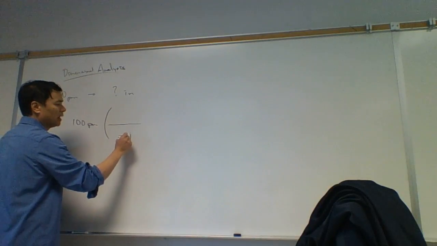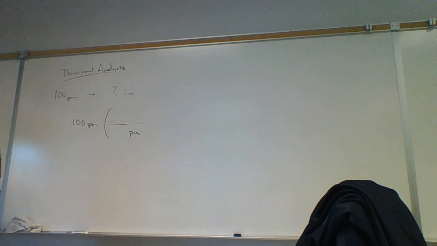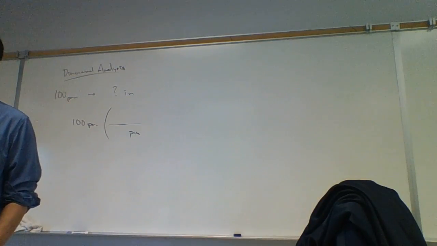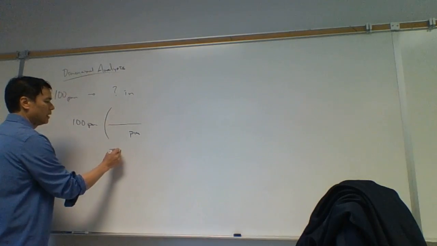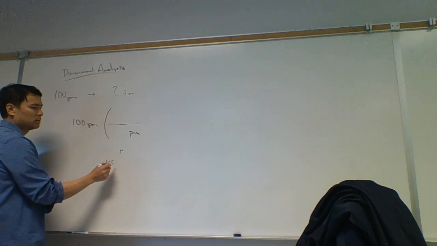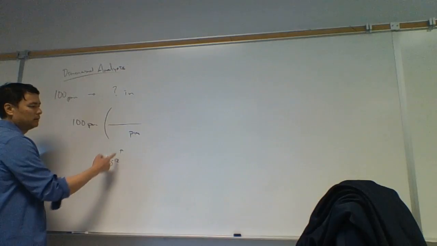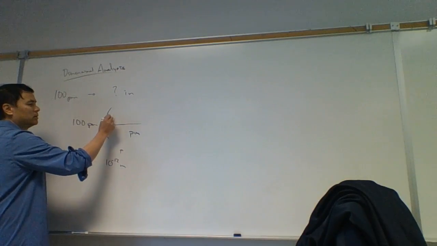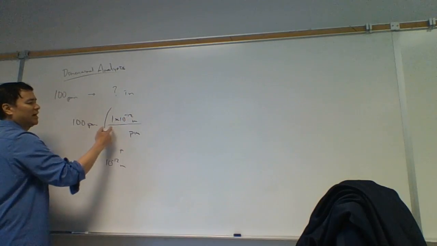I don't know the path, but I need some kind of ratio that relates picometers to something else. And so picometers is going to be equivalent to what? The ratio is going to be something like, we can have different things. For example, a pico is 10 to the minus 12. So a picometer would be 10 to the minus 12 meters. So we could just go, 1 times 10 to the minus 12 meters. I have to put the 1 here.